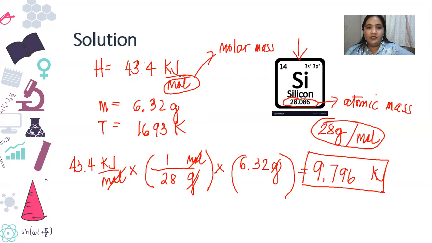43.4 kilojoules per mole, and that's 28 grams per mole. And then we're using a 6.32 gram sample. Let's be consistent with the units: this is up, down, down, up. What we're left with is 9.796 kilojoules. So this is our answer.